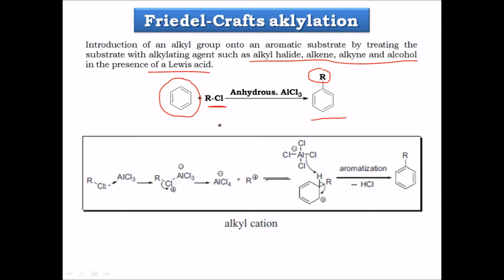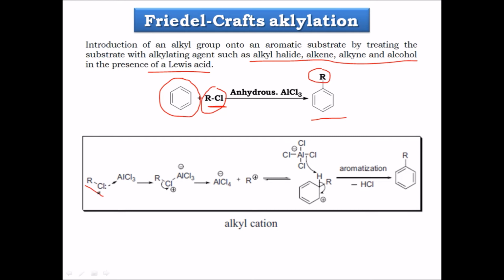Now this reaction involves a carbocation as the intermediate, and the carbocation intermediate is obtained from any one of these reagents. So I take a mechanism by taking alkyl halide as a reagent in the presence of anhydrous aluminum chloride. You can see the mechanism here. At first, the alkyl halide molecule RCl reacts with aluminum chloride AlCl3, and all of you know that aluminum is electron deficient, so it can act as a Lewis acid here.